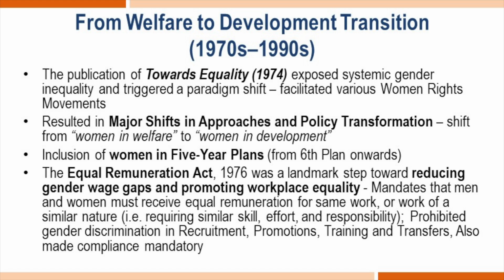In the first phase, it was women in welfare in the 50s and 60s, to women in development. So basically, in the first phase, we did not change the gender role as such, but we provided protective and welfare measures to women. In the 70s to 90s, there was an approach to accommodate women in partnership for development. So that is the women in development.